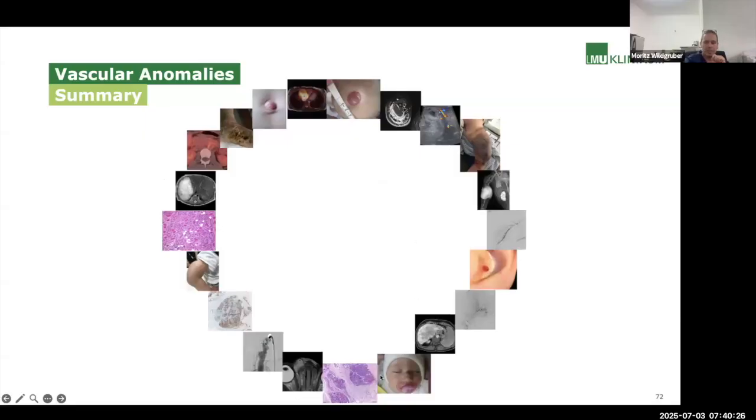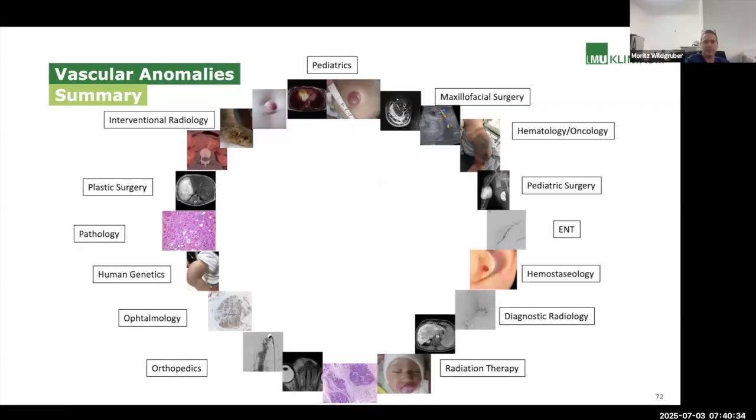And very important, vascular anomalies are never the disease of one certain profession. You need a lot of professions that may be involved and that need to work together. And here this is already practiced. Very nice. And with that, I think I'm finished. If there are any questions, happy to discuss.